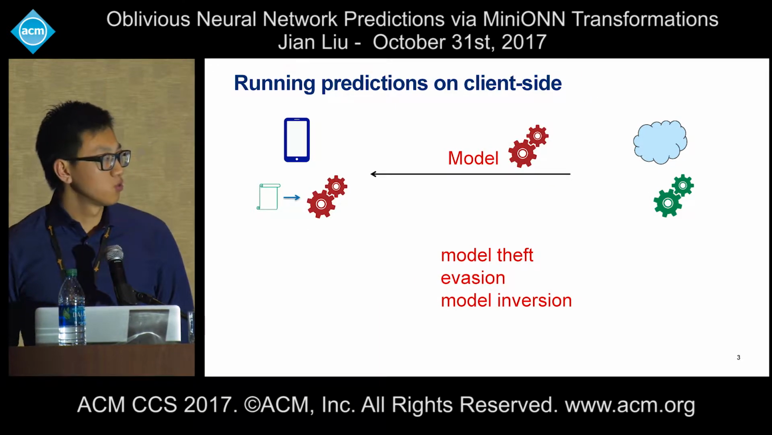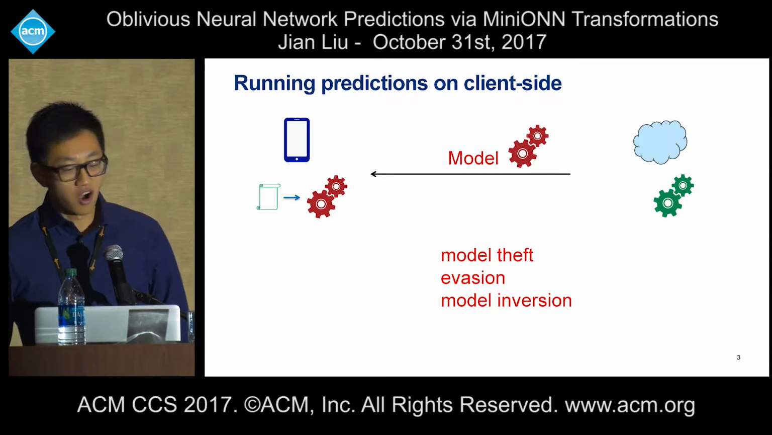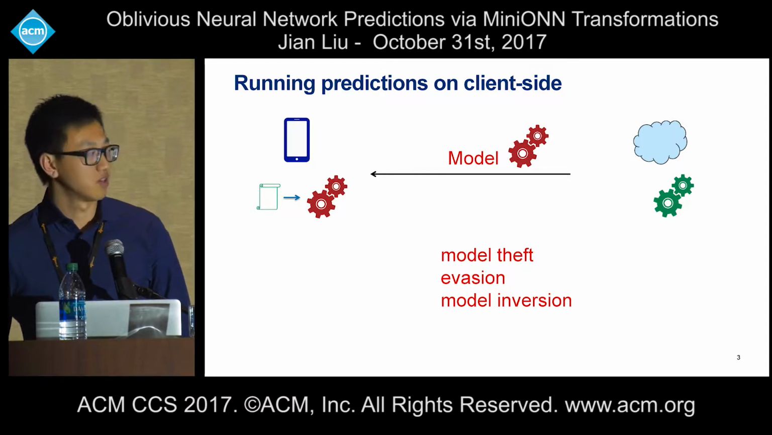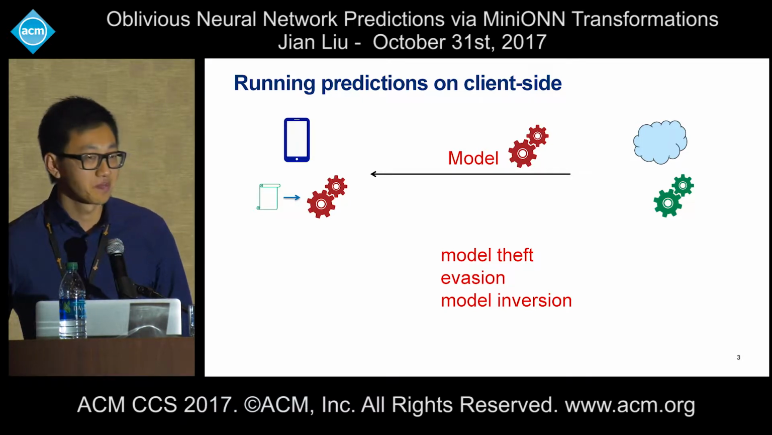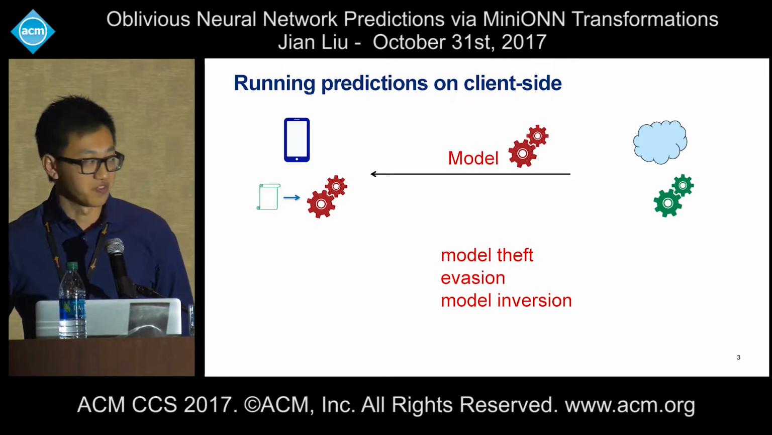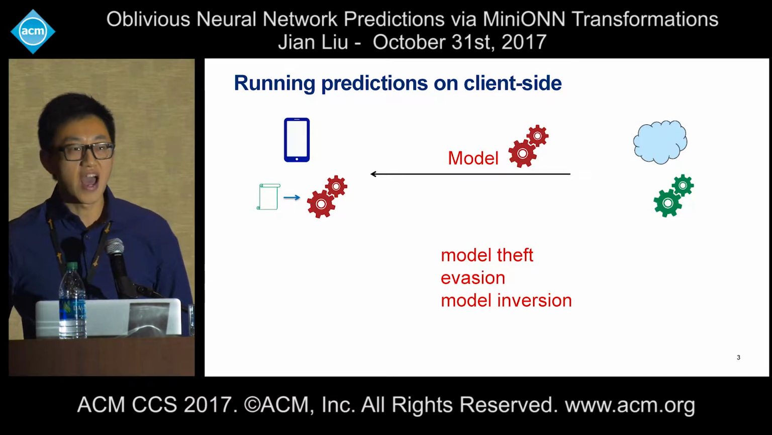So a simple solution is to have the client download the model and run the predictions on the client side. However, this is not always acceptable. For example, the model is usually considered to be a business asset by the server, and if the client is malicious, it can steal the model and use it to make money. And the client can also probe the model by generating so-called adversarial examples to evade detection. This is not acceptable if the model is used for something like malware detection. And even worse, the client can invert the model and get the training data.